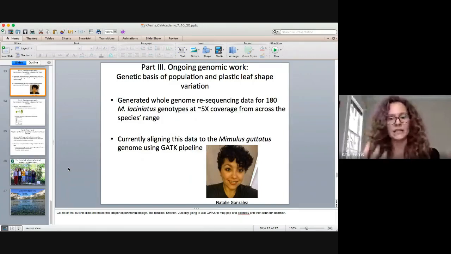And we're currently aligning this data to the Mimulus guttatus genome using the GATK pipeline. And that work is being done by my laboratory technician, Natalie Gonzalez, who is fantastic.